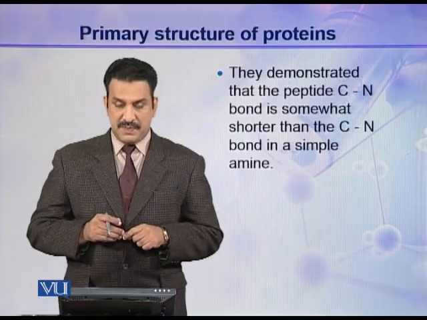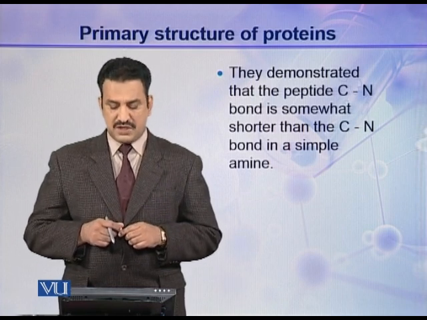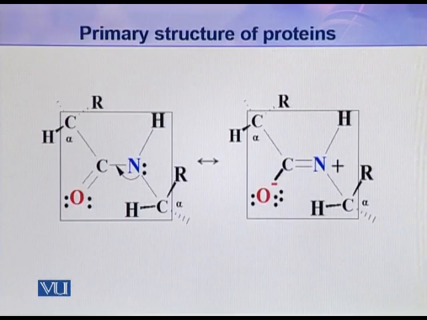They demonstrated that the peptide C-N bond is somewhat shorter than a normal C-N bond present in a simple amine. Here you can see in this picture the peptide bond between C and N. This peptide bond is covalent in nature, but, as they said, it is a little shorter than the normal C-N bond present in other biomolecules. As you might know, one C-N bond is present in the DNA structure in a nucleotide, where the ribose sugar is attached to the amino group of a nitrogenous base. That is an amine, and this bond in a simple amine is a bit longer than the bond between C and N in a protein molecule.